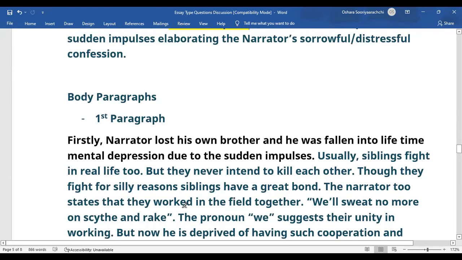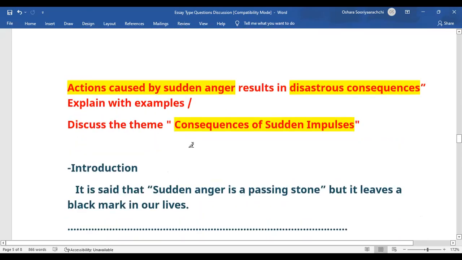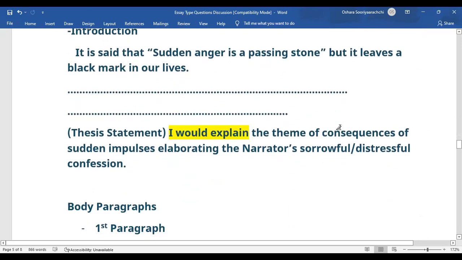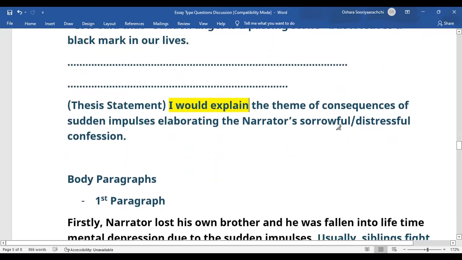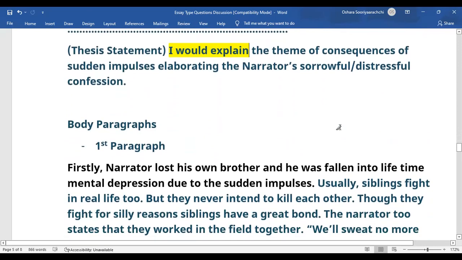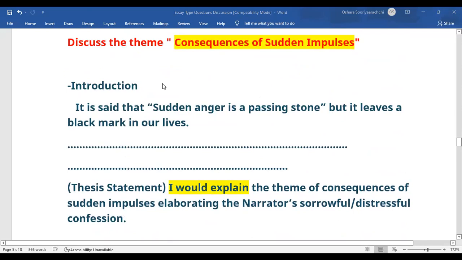So in the first paragraph, now you know I have asked you, you have to have a pre-plan. So our question is sudden consequences of sudden anger. So just think about 3 consequences of sudden anger that the narrator had experienced, is experiencing now, and would experience in the future, right? So the first thing I have written, I have taken the first consequence starting from the connector: Firstly, the narrator lost his own brother and has fallen into lifetime mental depression due to sudden impulses. So I have mentioned the first consequence of the sudden impulse.